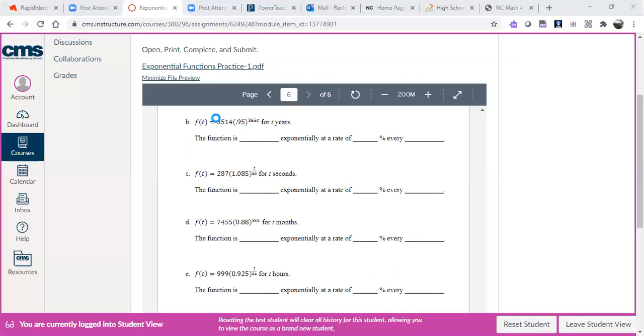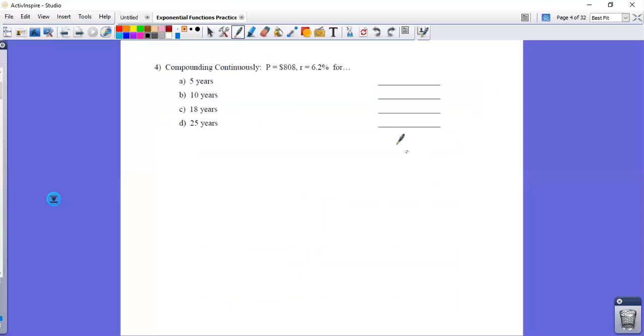So if it's compounding and it gives you a set number of times that it compounds, you use those fractions. But if it is compounding continuously, they don't give you a set number, then it's a whole different formula. So continuously, your continuous is P e to the RT power. The first one for 5 years would be the 808, e, the rate is 0.062 times 5 years.